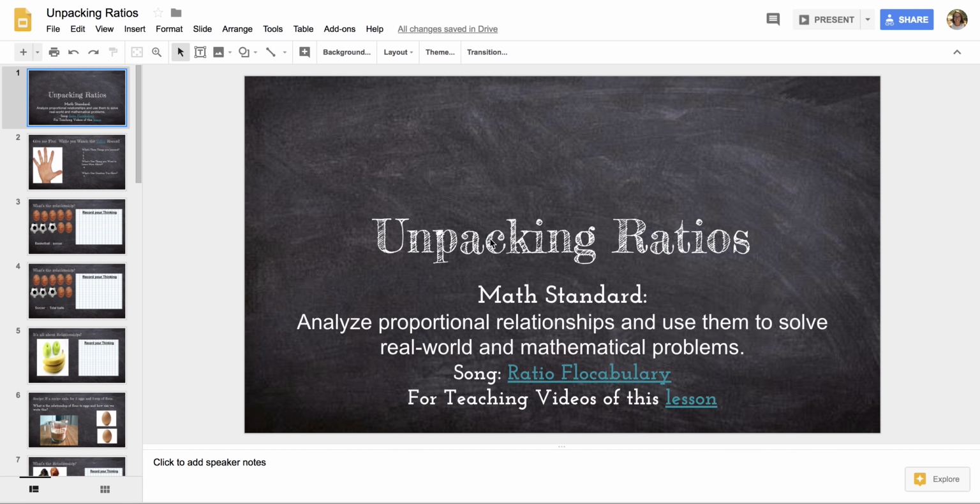This is my lesson overview. This is a lesson on Google Slides. It's unpacking ratios, and it hits several math standards from 5th to 7th grade about proportional relationships and ratios.